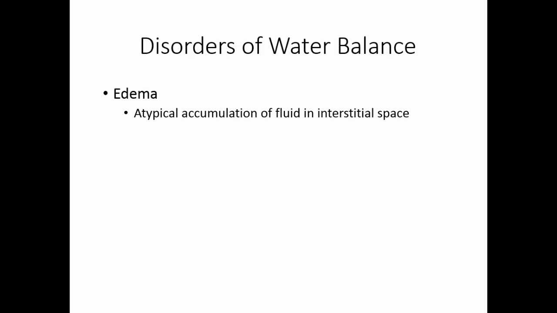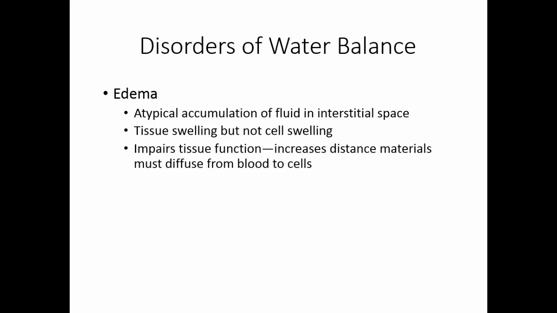Edema is an atypical accumulation of fluid in the interstitial space. Here the imbalance is between the plasma and the interstitial fluid. Tissue swelling occurs, but there is no cell swelling. Edema typically impairs tissue function. It also increases the distance that materials must diffuse to get from the blood to the cells.